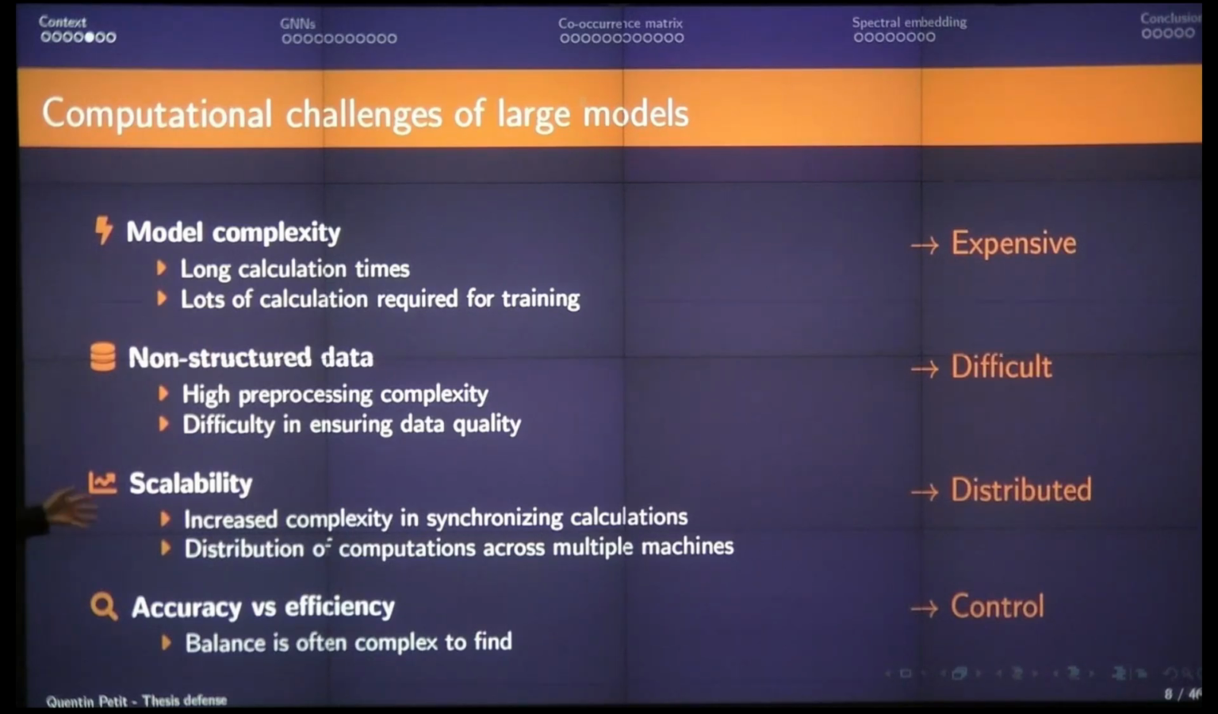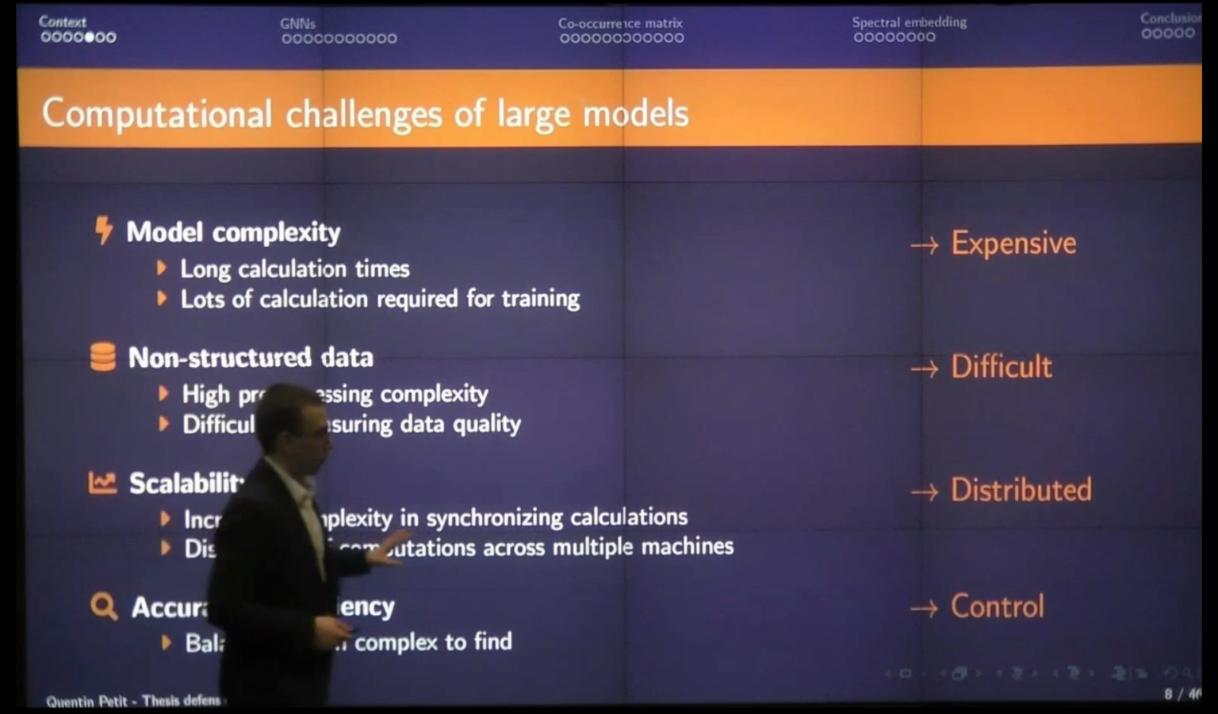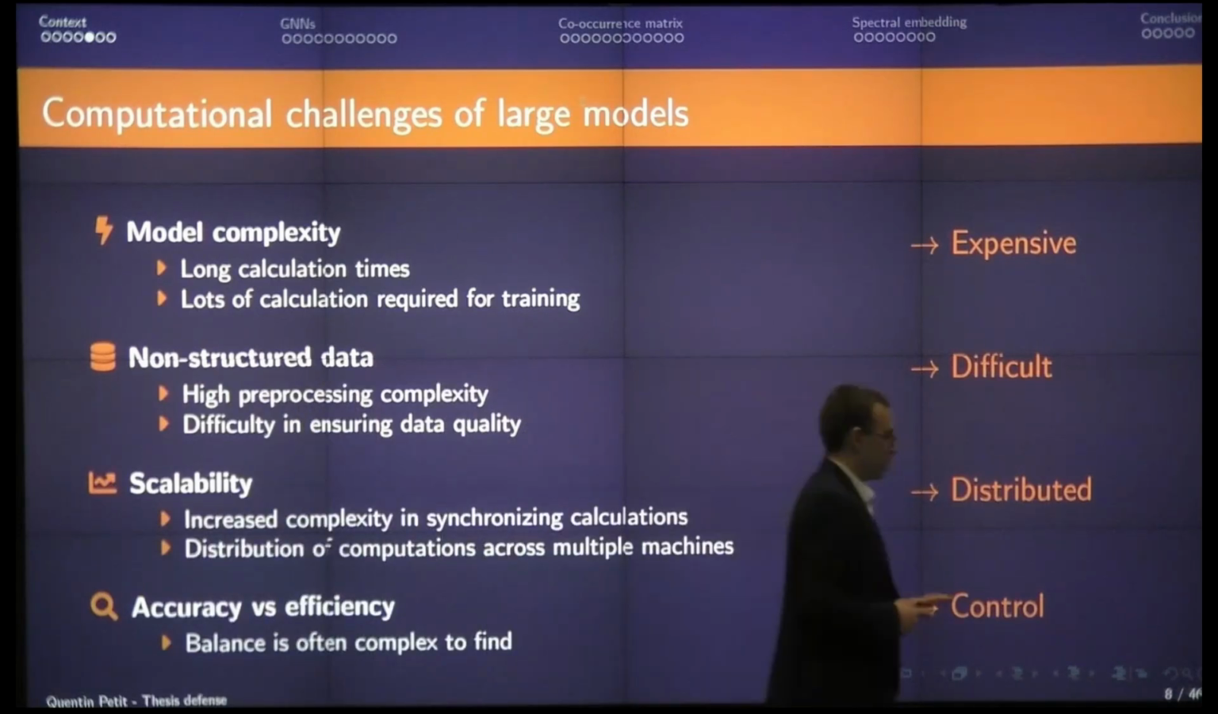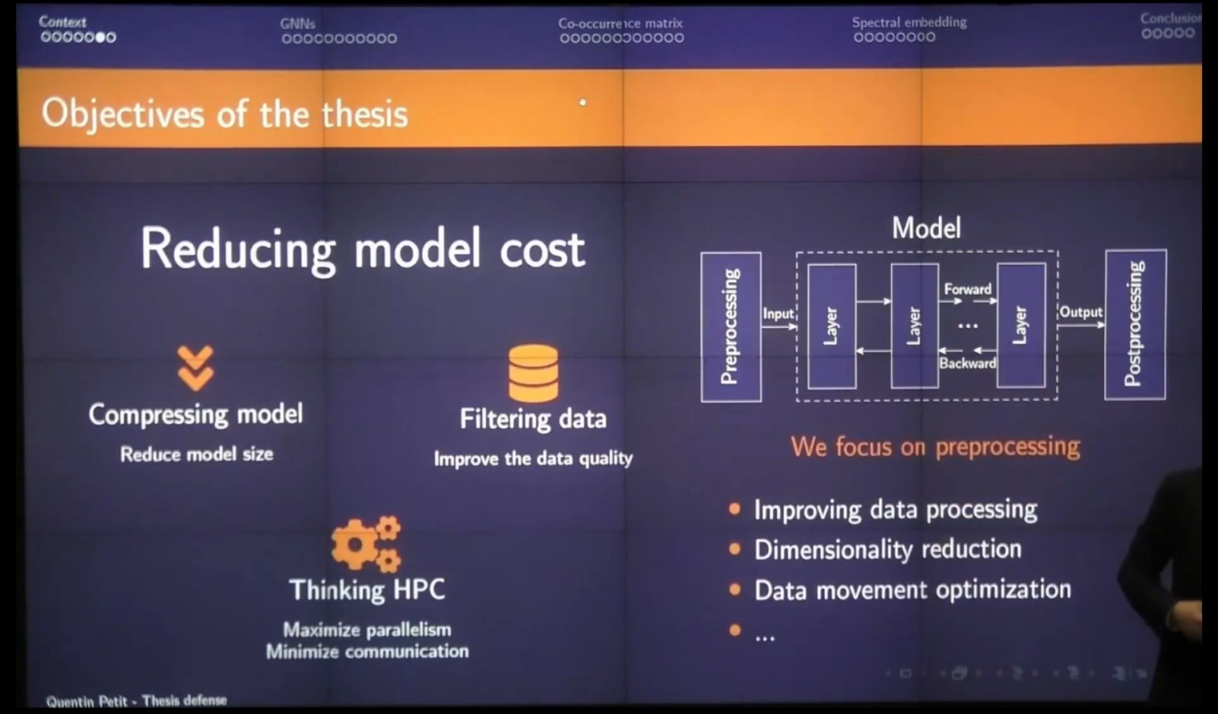Of course, we have some problems around scalability, because to be able to train these models, all methods need to be very efficient and well adapted for distributed and parallel environments. And also, sometimes it's quite complex to find a good balance between the accuracy of the model and the efficiency, so the cost needed to train this model. So these different challenges need to be taken into account in this thesis.